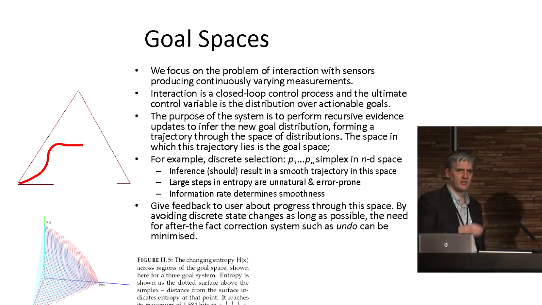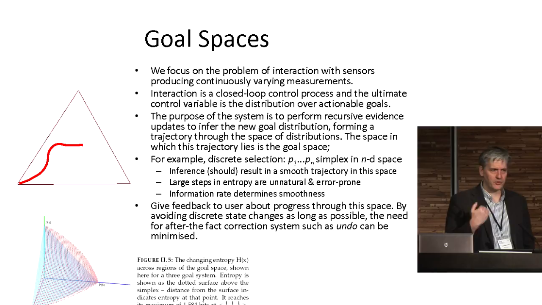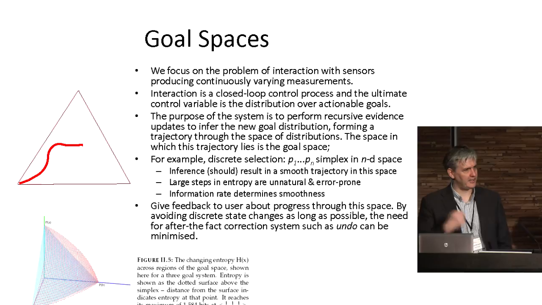So actually, you want to limit how rapidly you can change based on the evidence, because if you're changing the entropy in your decision system faster than the bit rate of your sensor, then something's going wrong. The information's not coming from any evidence.